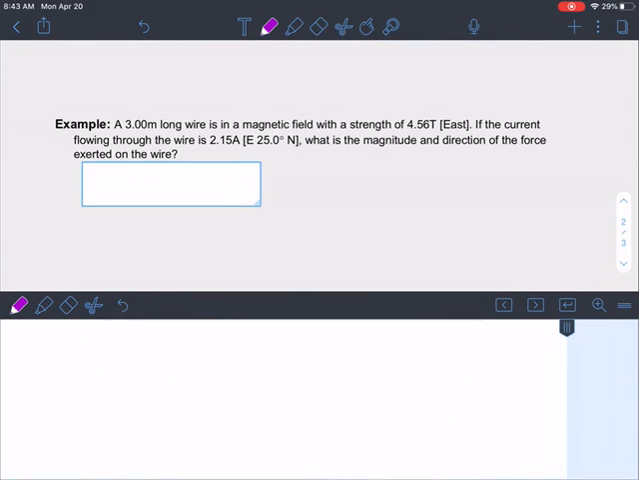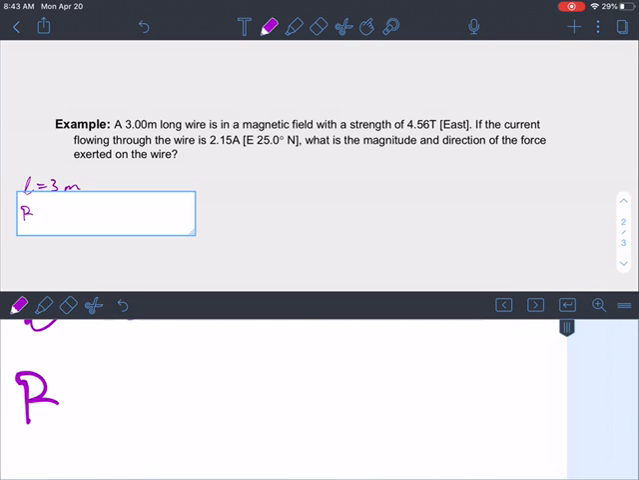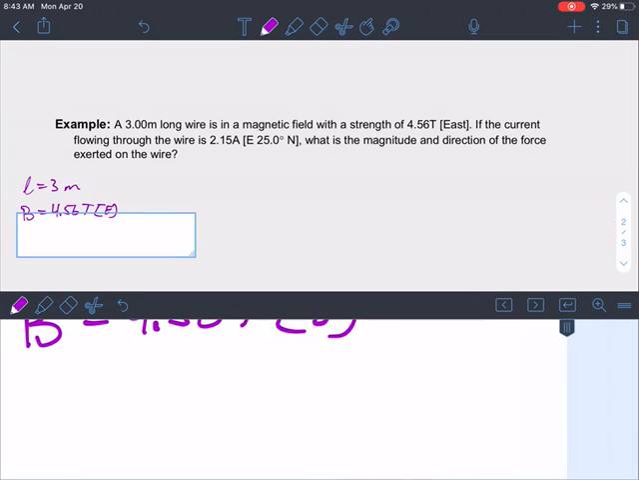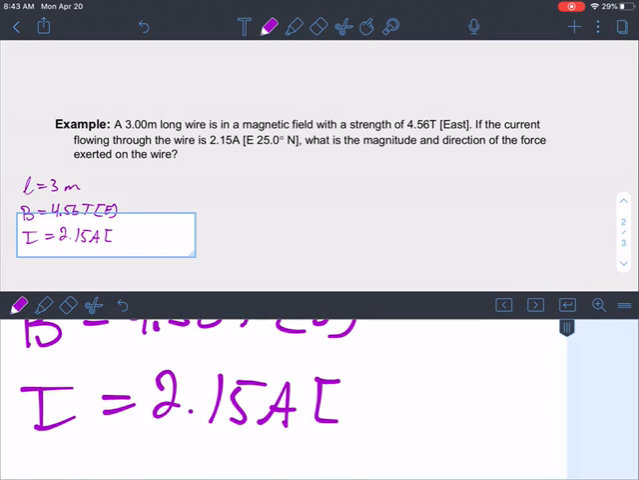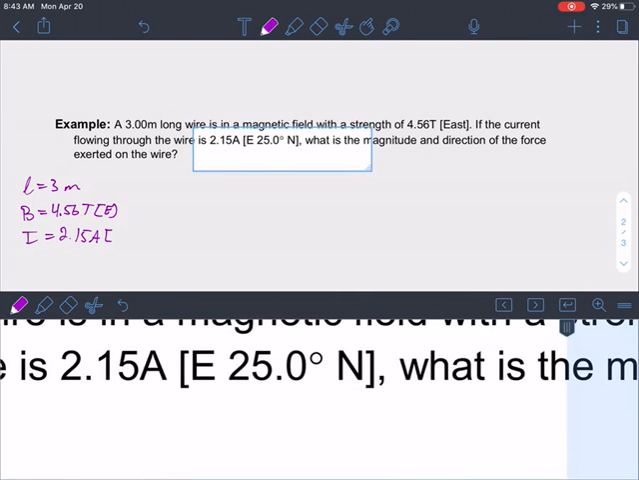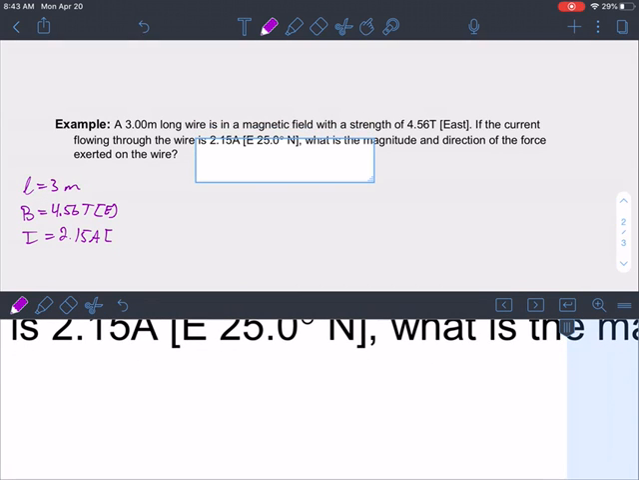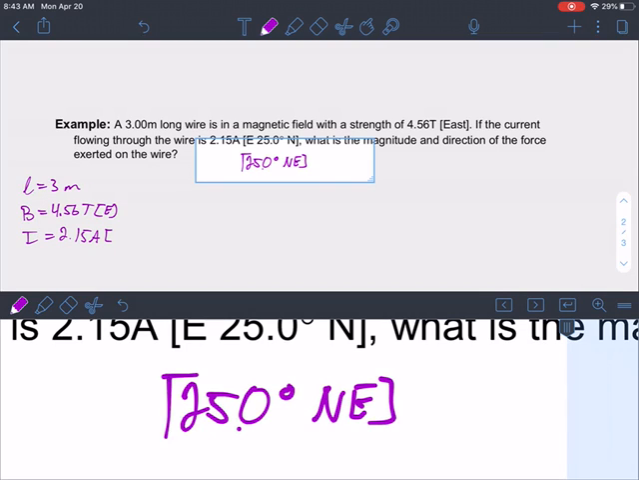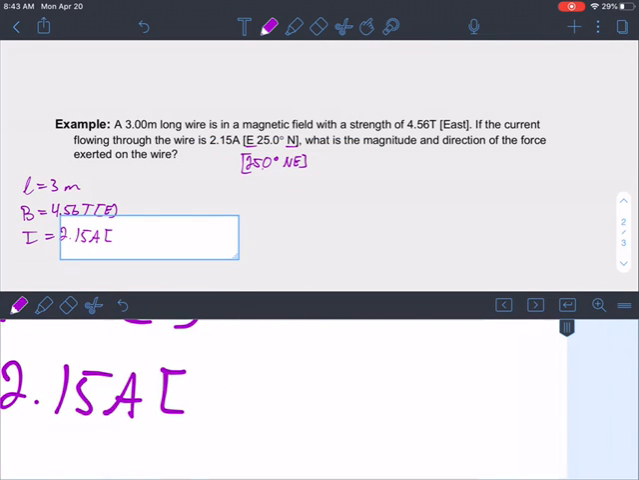Okay, a 3 meter long wire. So let's just get going again. Length is 3 meters. I'm going to skip sig figs for speed. Now we've got a magnetic field of 4.56 Teslas east. And we've got a current of 2.15 amps. Oh, I used a different form. This is essentially starting at east, going 25 degrees north. So this is north of east, just so we're clear. This means starting at east, going 25 degrees towards the north. So this is 25.0 north of east.